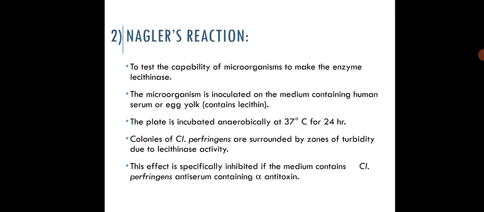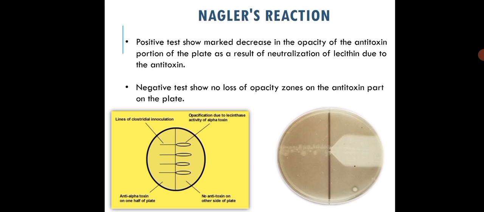Colonies of Clostridium perfringens are surrounded by a zone of turbidity due to lecithinase activity. This effect is specifically inhibited in the medium containing Clostridium perfringens anti-serum containing alpha antitoxin. The positive tests show marked decrease in the opacity of the antitoxin portion of the plate as a result of neutralization of lecithinase due to the antitoxin. And negative tests show no loss of opacity zone on the antitoxin part of the plate.